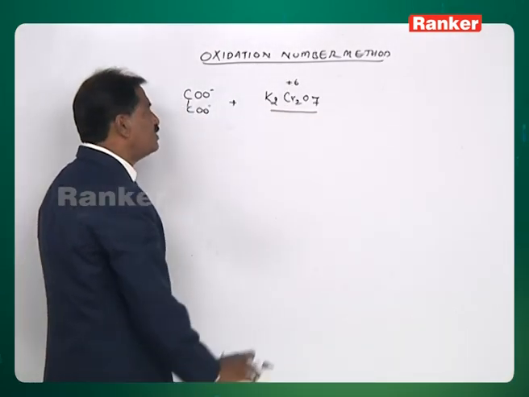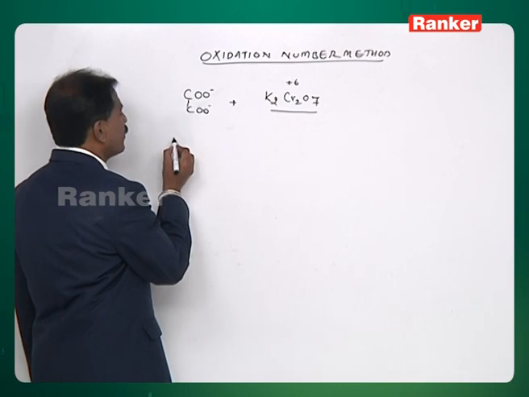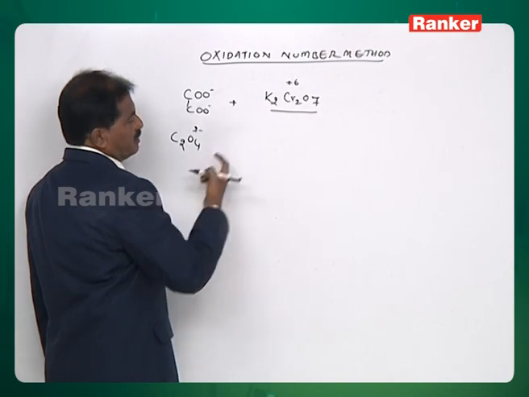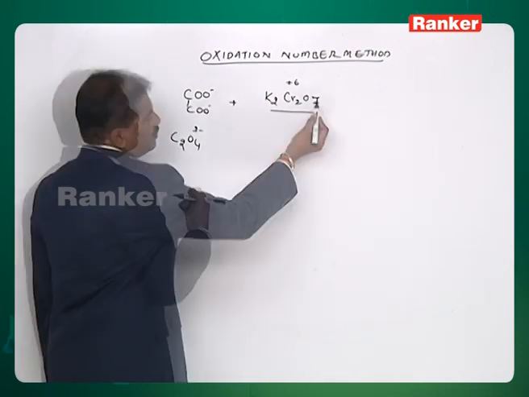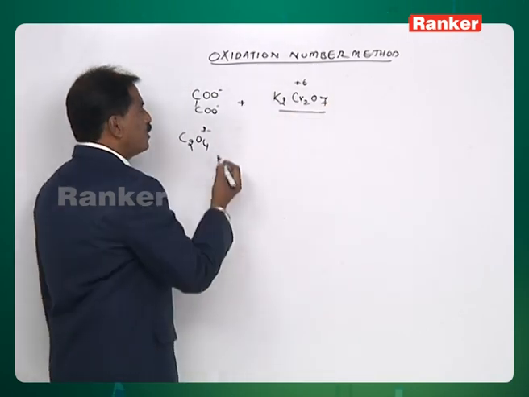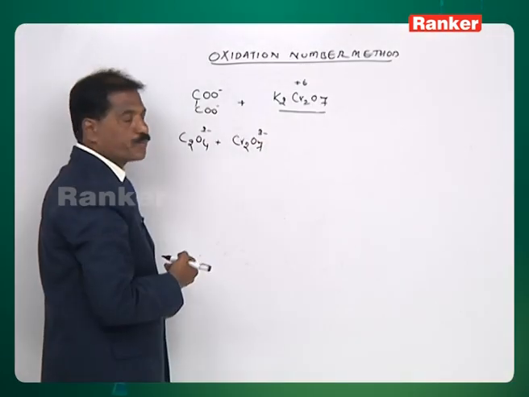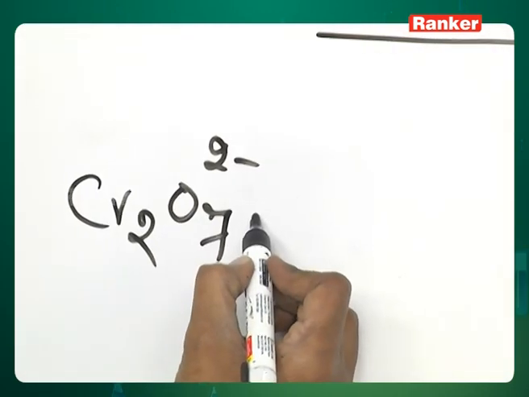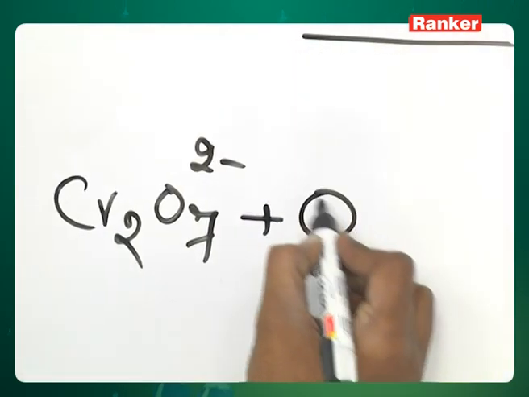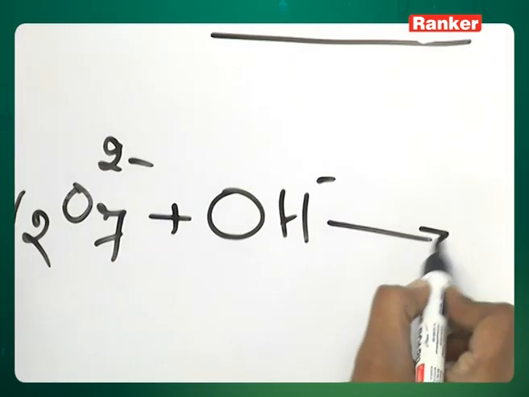Now, let us balance the reaction between these two species through the oxidation number method. I am representing the oxalate as C2O4 2-. Next, when K2Cr2O7 participates, the active species involved in the reaction is Cr2O7 2-. Therefore, I am showing only Cr2O7 2-. Now, let us conduct this reaction in alkaline medium. The reaction is taking place in the alkaline medium.